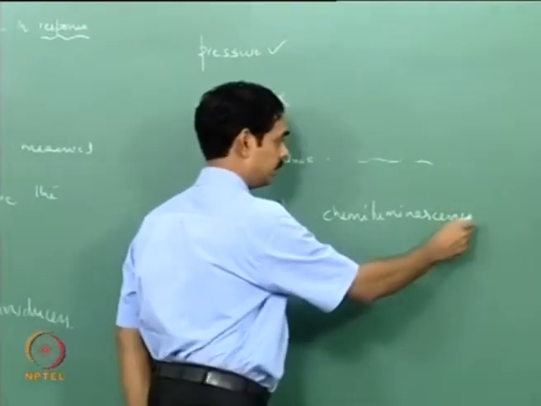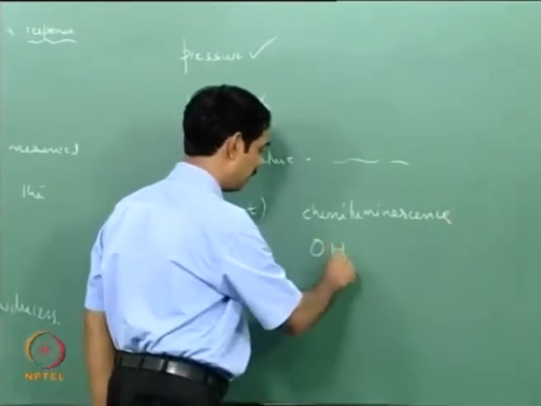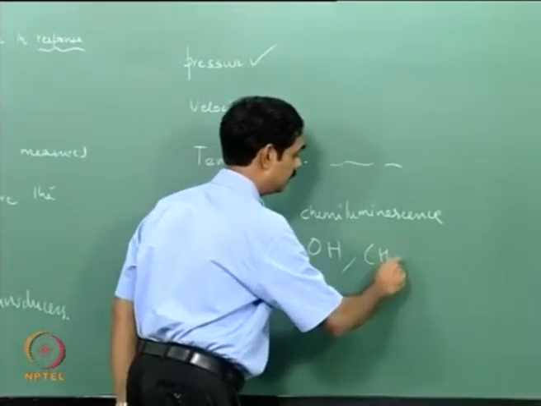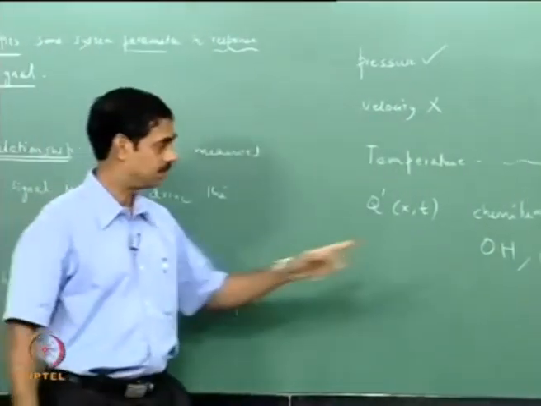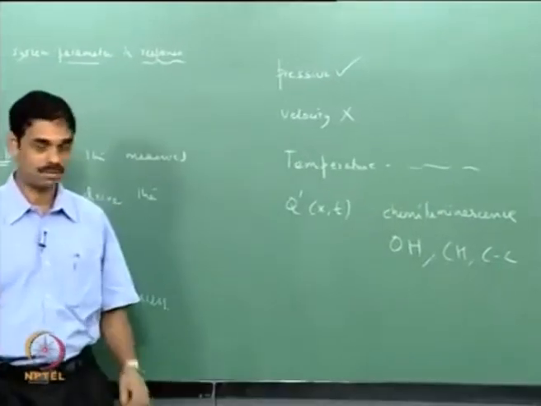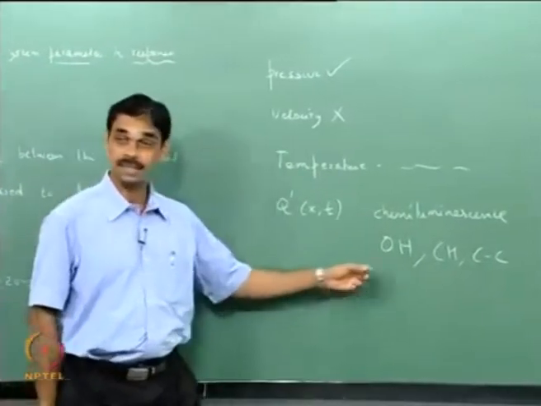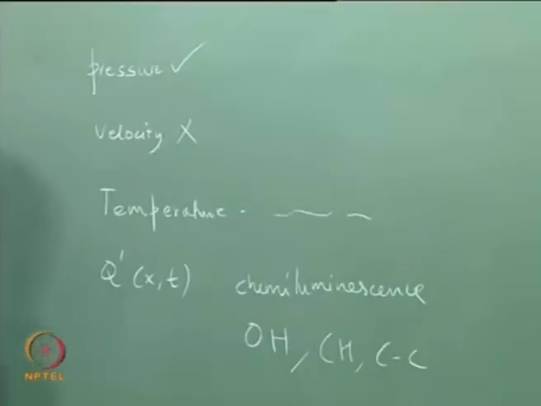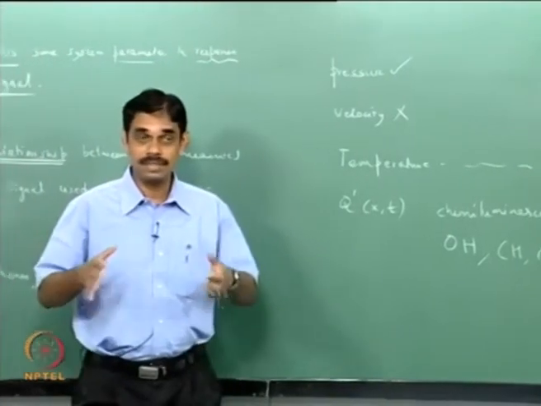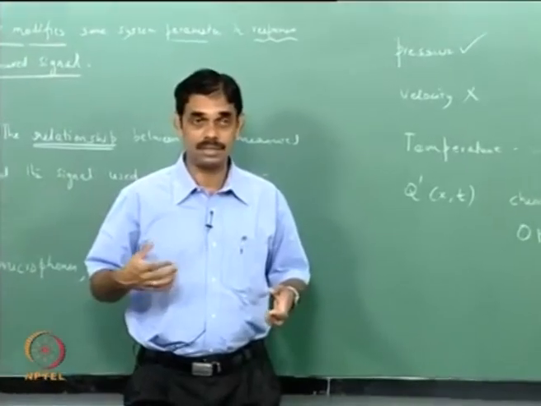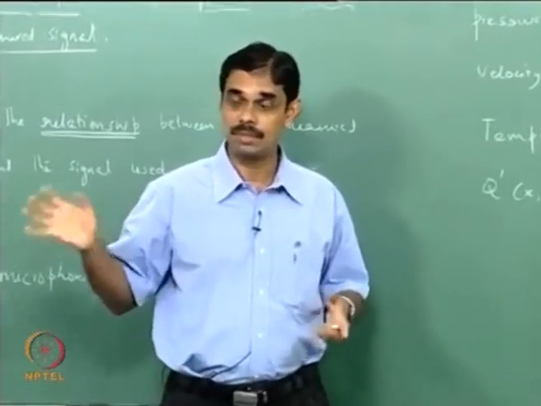So people measure OH or CH, C2, these are the radicals, and sometimes you write OH star, CH star, to show that it's an excited radical. These are the radicals that are there in the flame zone. If you just take a video camera and look at a flame, you will see a flame, but that is not just the heat release zone, you will see some other things also.